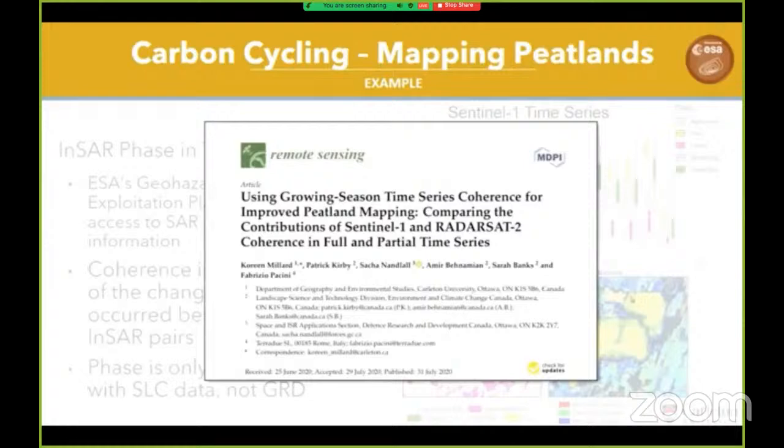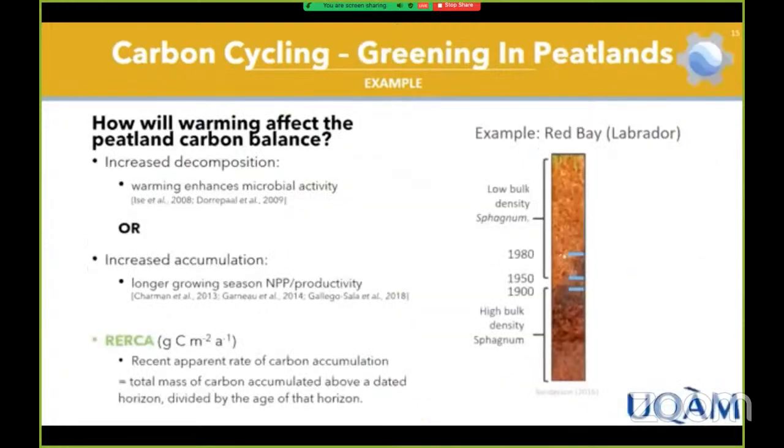The last thing I wanted to talk about is moving away from mapping, moving away from classification, and looking at estimating carbon accumulation or understanding the carbon cycle in peatlands. And so we don't know what's going to happen to peatlands under climate change scenarios.